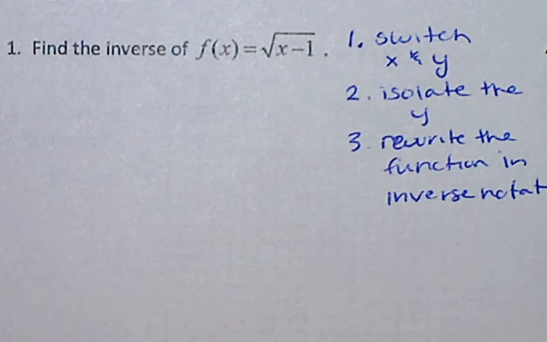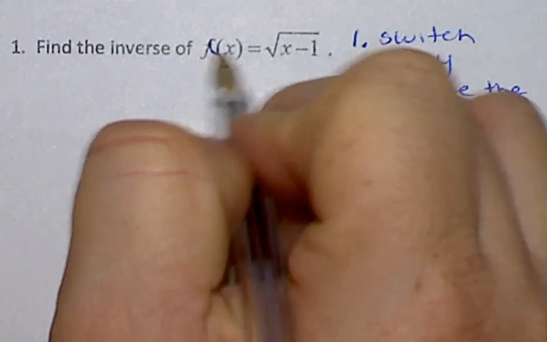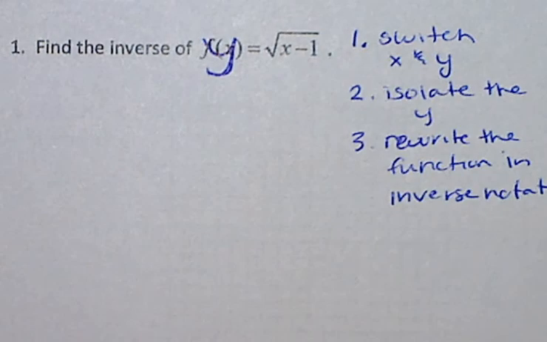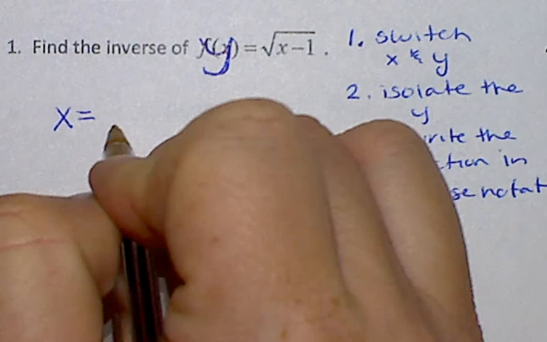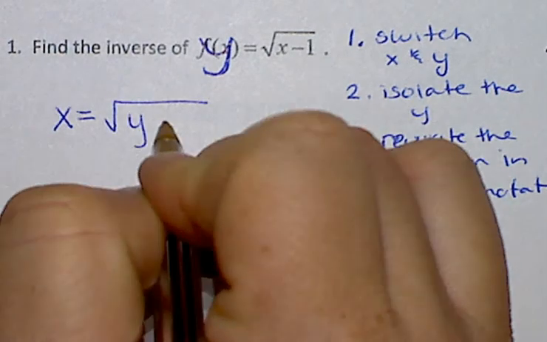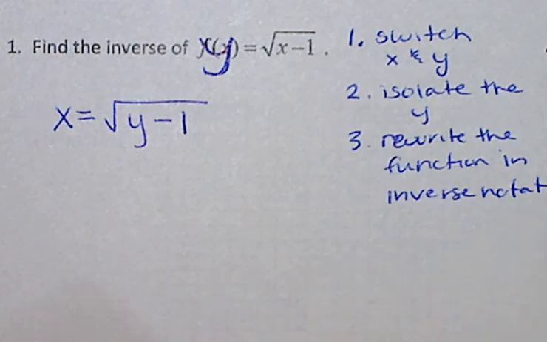So when I look at this problem, I don't see a y. And for those that have forgotten, f of x is the same as y. So let's go over the top of f of x and just write a y. So step 1 says switch the x and y. So wherever I see a y, I replace it with an x, and vice versa. Wherever I see an x, I replace it with a y. So I'm done with step 1.